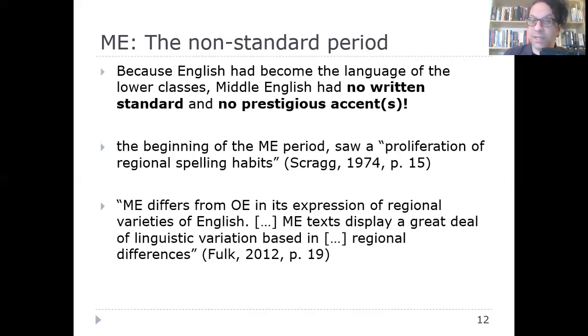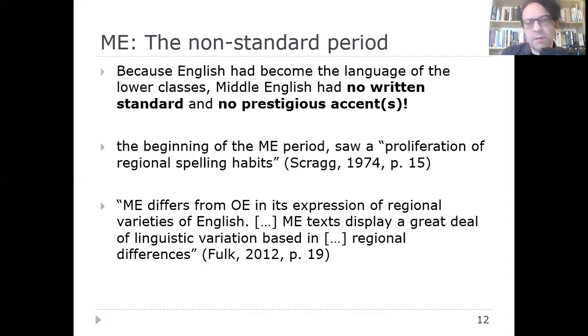So nothing like RP, where you can say, oh, this is the correct way, so to speak, to pronounce something in Britain today, right? And nothing like the general American accent in America. So all you had were regional accents, regional dialects, and so on.